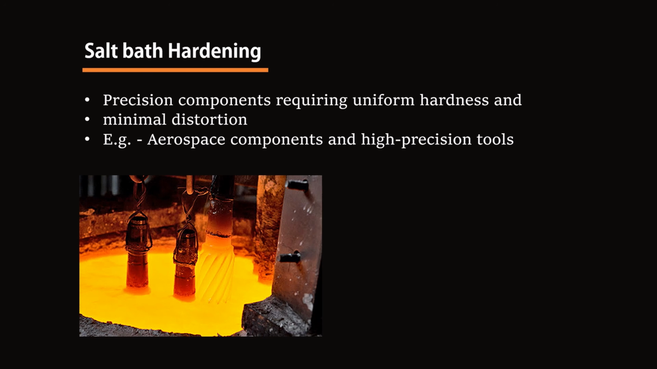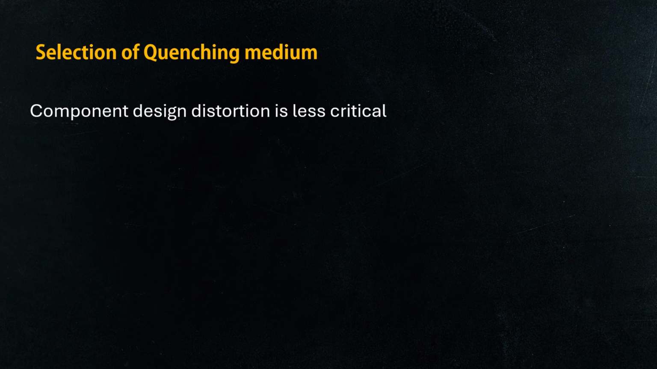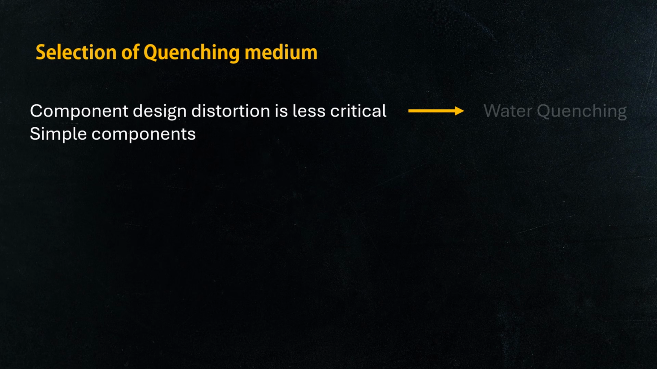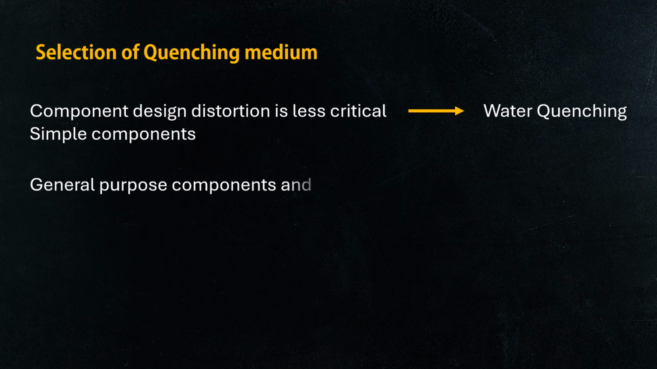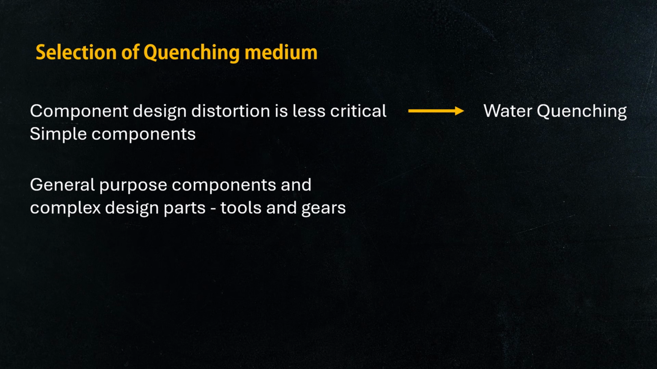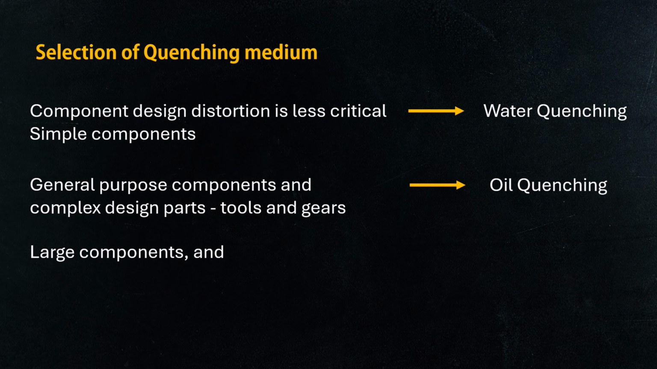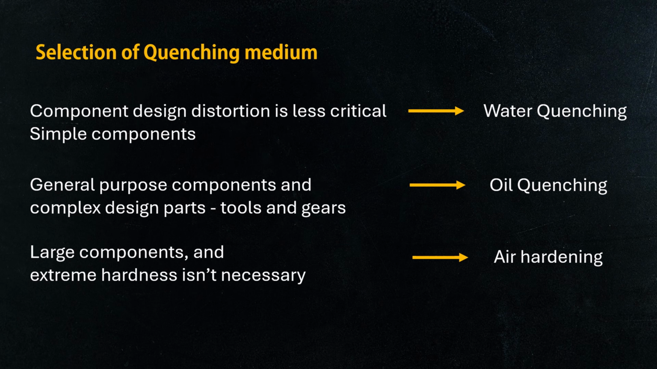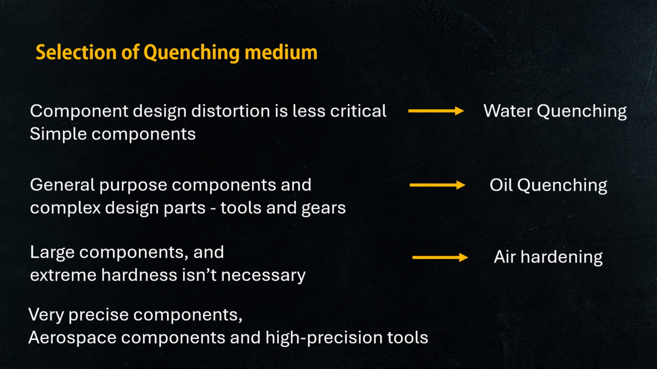high precision tools. So just to summarize, if component design distortion is less critical, like simple components, then water hardening is a good choice. For general purpose components and complex designs like tooling components and gears, oil hardening is preferred. For large components, when oil or water hardening is not feasible and extreme hardness isn't necessary, then air hardening is suitable. For very precise components such as aerospace components and high precision tools, salt bath quenching is suitable.